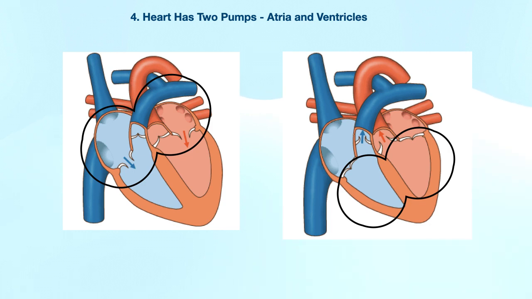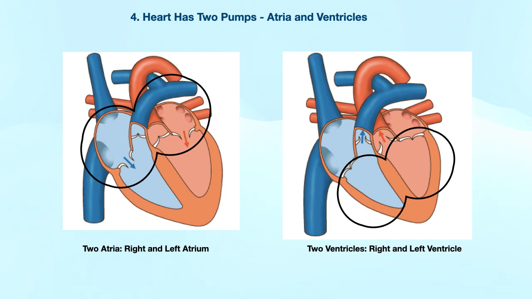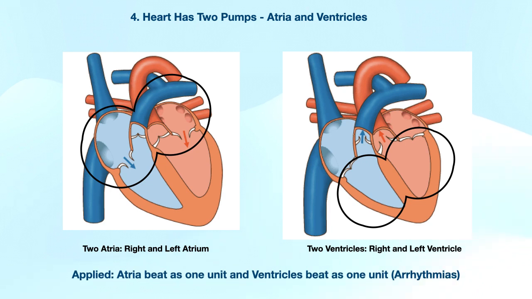That means we have two atria, the right and the left atrium, and two ventricles, the right and the left ventricle, each acting as a single unit. That is, the two atria beat together as one unit and the two ventricles beat together as one unit. So we say that they have two pumps and two circulations in the heart. The applied aspect of this is, since they beat together, the rhythm disorders of the heart called arrhythmias occur together in them. This will be dealt with in detail in later videos.